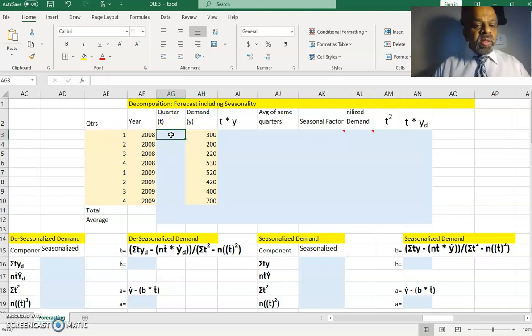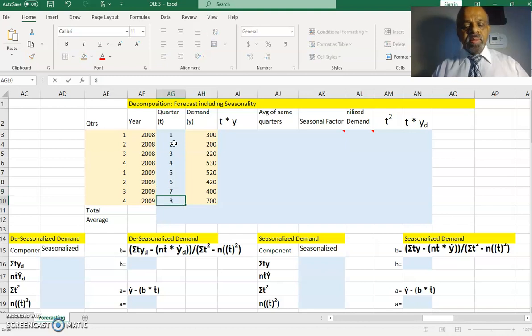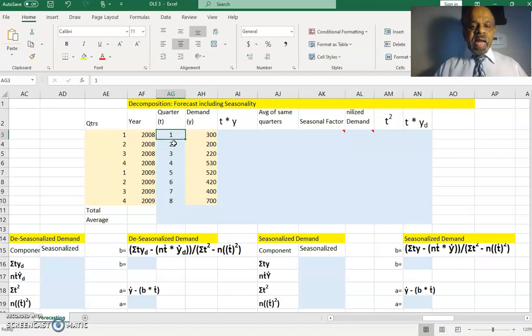The first thing I'm going to do is, instead of having it as quarter 1 2008, I'm going to make it 1, the first quarter. That is number 1. And for the second quarter of 2008, I'm going to make it 2. Then it is 3, 4, 5, 6, 7, 8. That's the first thing I'm going to do. So now I have the T data, and then I have demands for this. Both of these are given to you. This is given to you as quarter 1, quarter 2, and instead of quarter 1 2009, I'm going to make it 5. I'm going to make it a continuous time period. That's what I'm trying to do.